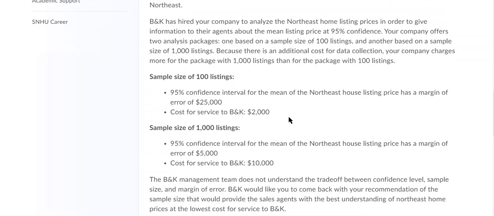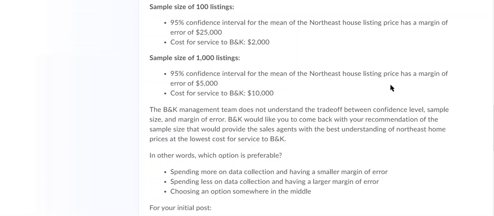Now, the 95% confidence for the mean of the Northeast listing price has a margin of error of $25,000 for the 100 listings, and the cost of the service is $2,000. And then we have the sample size of 1,000 listings, 95% confidence interval with the mean of the Northeast house listing price has a margin of error of $5,000. Cost of the service to B&K is $10,000.